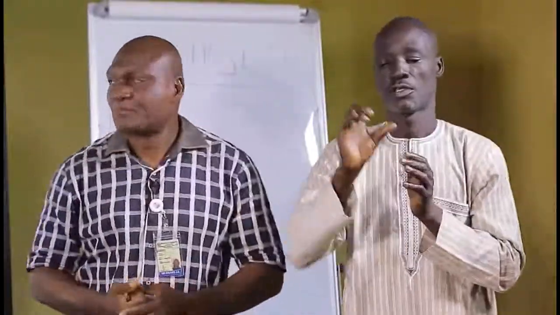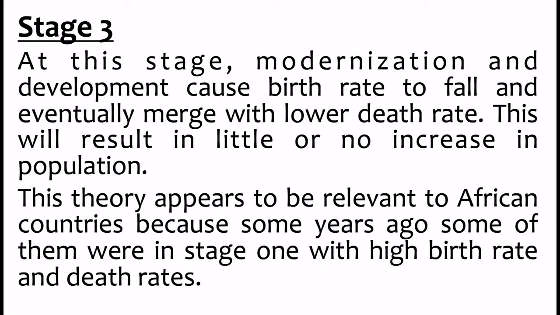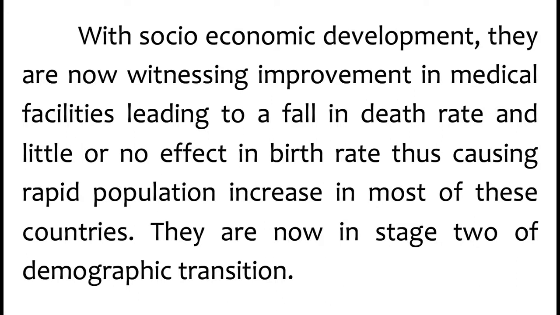Let us see number 3, the third stage. Stage 3 says, at this stage, modernization and development cause birth rate to fall and eventually emerge with a lower death rate. This will result in little or no increase in population. You see, this theory appears to be relevant to African countries. Some years ago, some African countries were in stage 1 with high birth and death rates. But today, with socio-economic development, they are witnessing improvement in medical facilities, leading to a fall in death rate and little or no effect on birth rate, thus causing rapid population increase.